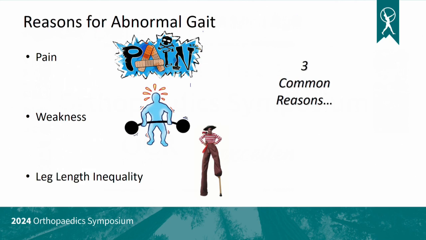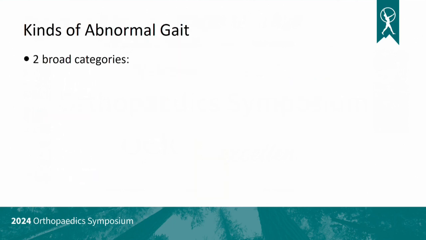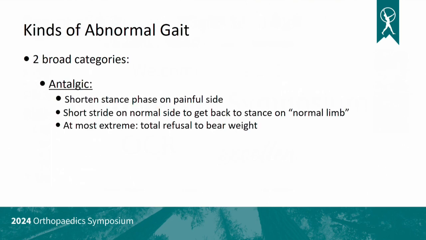So reasons for an abnormal gait. Sometimes it's pain, sometimes it's weakness, sometimes it can be leg length inequalities, and there are other things too, but these are 3 common things. So with abnormal gaits, there are 2 broad categories. One would be an antalgic gait. That's a painful gait. That's what causes a limp many times. And when you have an antalgic gait, you have a shortened amount of stance phase time on the limb that hurts. You're trying to clear that limb and get it back off the ground and get on your other good limb. And so that's kind of the definition of an antalgic gait.